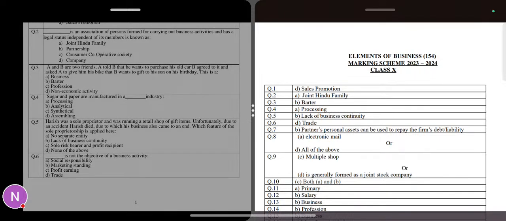Moving on to the sixth question. Here they asked, dash is not the objective of a business activity. Option A, social responsibility. Option B, marketing standing. Option C, profit earning, or option D, trade. So here, trade is not the objective of business activity.